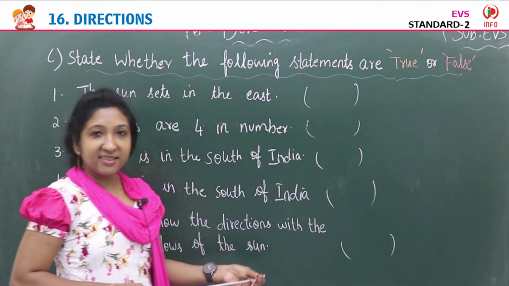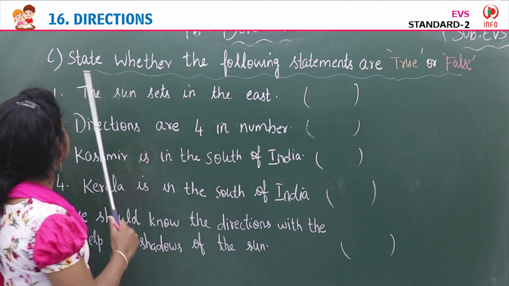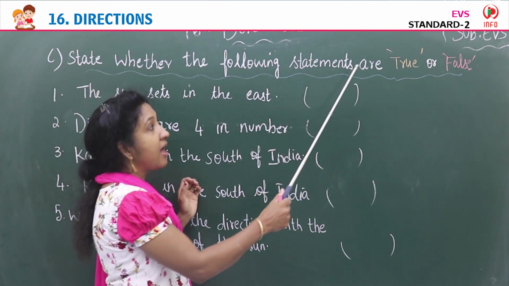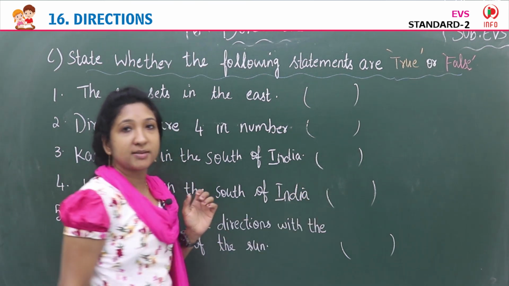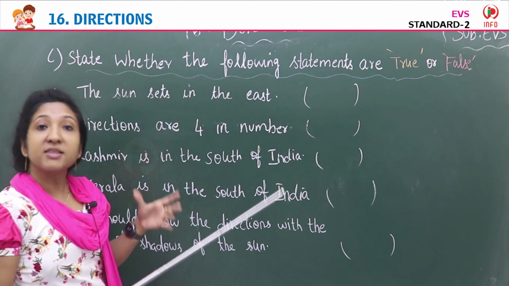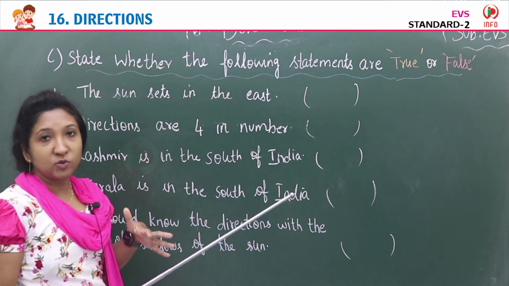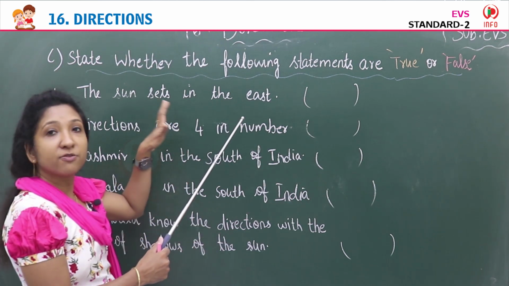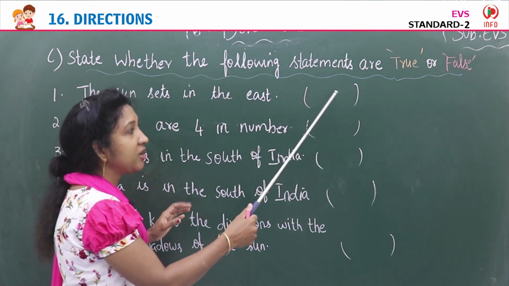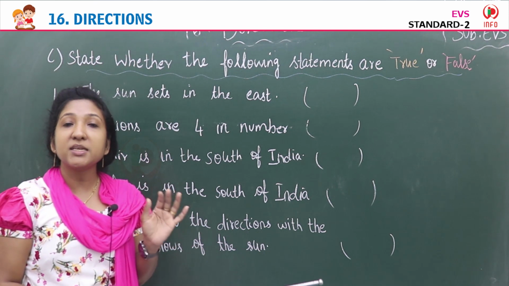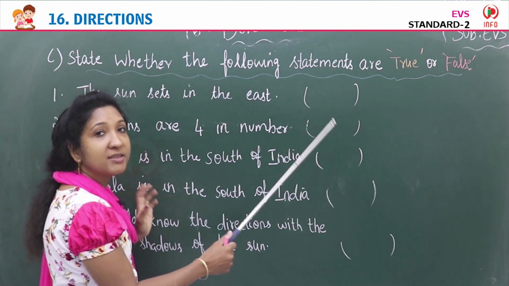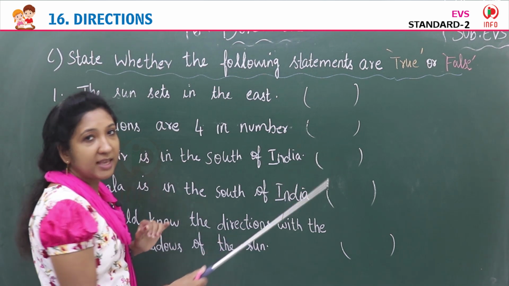Children, our next exercise is exercise C. State whether the following statements are true or false. So a few statements are given. Read the statements, check whether they are true or false. If it is correct, if it is true, write in the brackets true, T-R-U-E. If the statement is not correct, if it is false, then write false in the bracket, F-A-L-S-E.